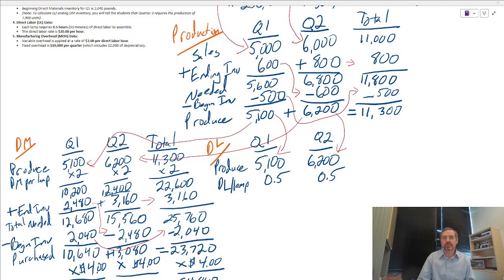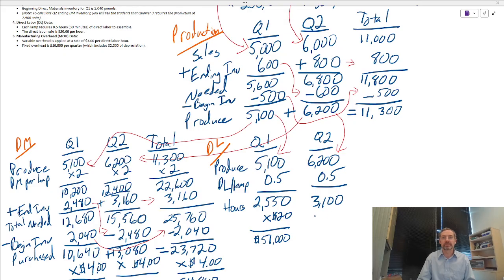Which means to produce in quarter 1, we are going to use 2,550 hours of our employees' time. If we are paying our employees $20 per hour, then that is going to cost us $51,000. In quarter 2, it's going to be 3,100 hours, and if we're paying them $20 per hour, it's going to cost us $62,000 to produce the lamps. So this is just the amount that we are going to be paying our employees.